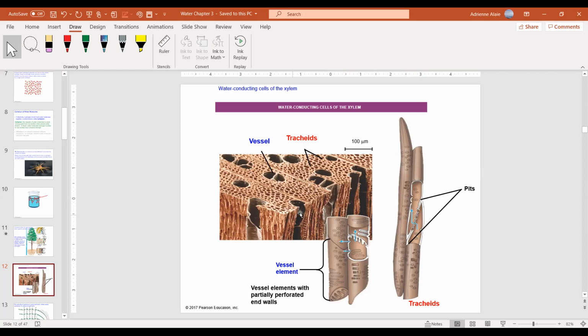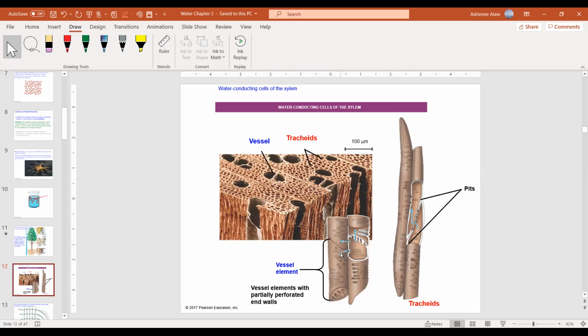And then this is an actual photograph of it, which I think is beautiful. So you can see the different ones, and they've pointed them out with these little arrows. So you can see that the vessels are bigger and wider, and these tracheids are thinner type cells.